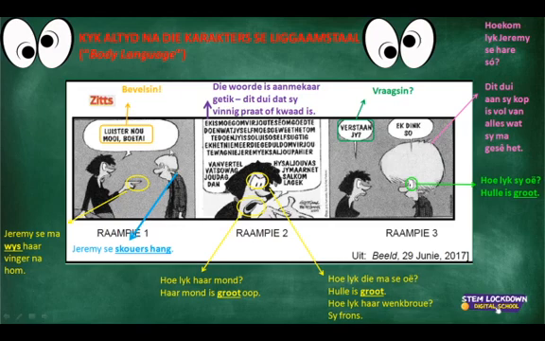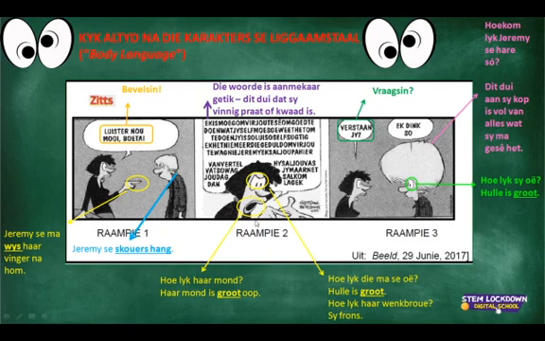Okay, Jeremy, this is the guy, his name is Jeremy. Hy is 'n tienerseun. He's a teenage boy. And you will find that often when they ask you the cartoon, they do ask about stereotypical behavior. In this case, they will ask you about the stereotypical behavior of a teenager. Maar nou, hoe lyk Jeremy? How does Jeremy look? Kyk na sy skouers. Look at his shoulders. Jeremy's skouers hang. His shoulders are hanging. Goed, kom ons kyk na rampie 2. Let's look at frame 2.